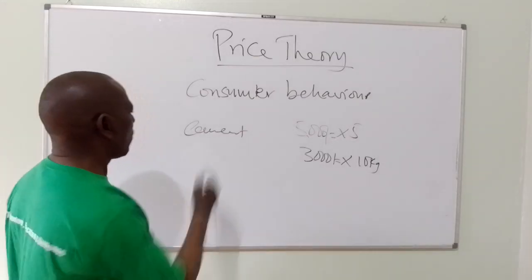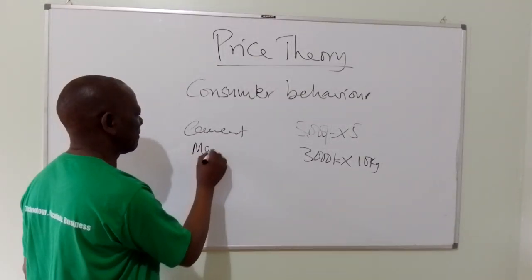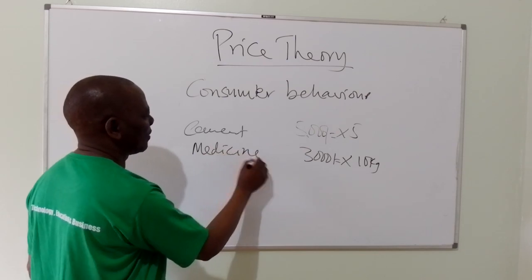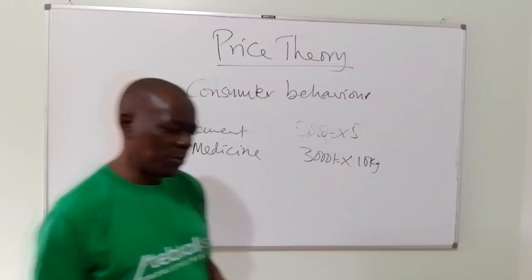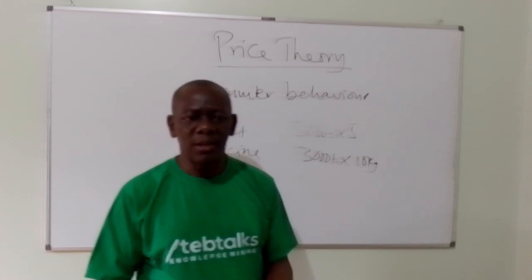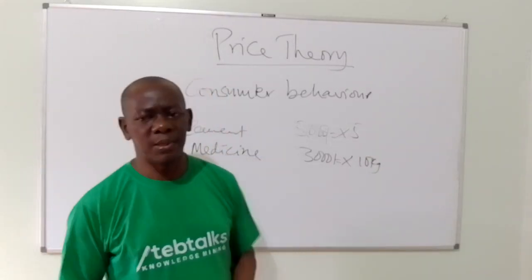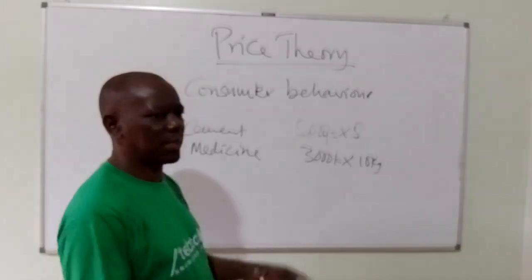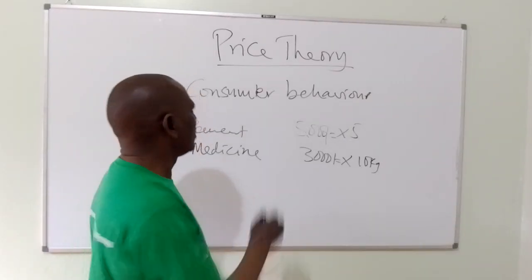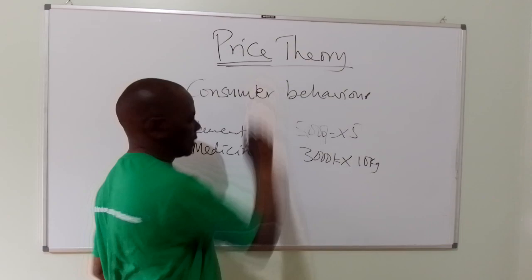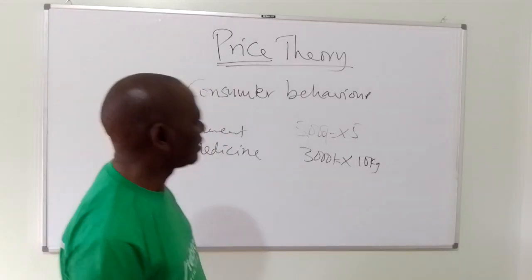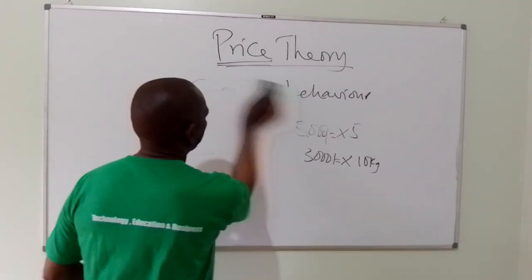Will you have drugs in the hospital? What are the prices for medicine? So you move away from individual behavior and go to what we call aggregate behavior. How do people behave as a society, as an area, as a country? It is all about price. That's why price theory is very, very important.